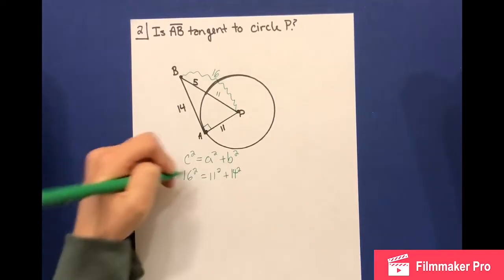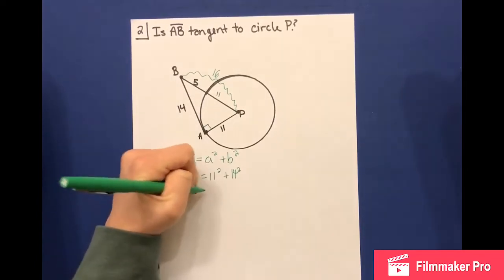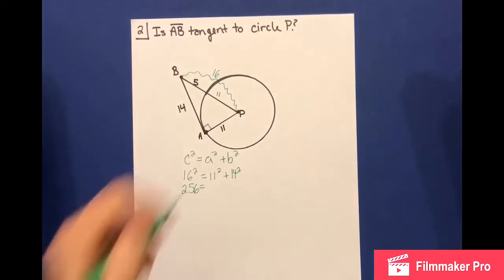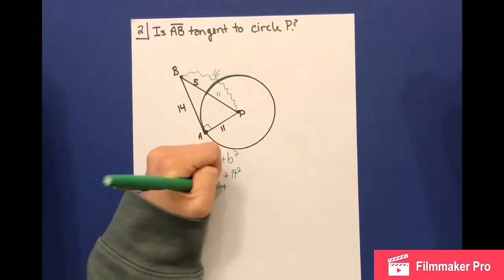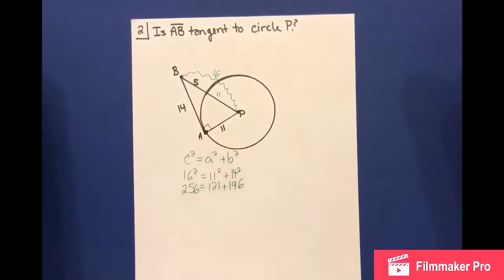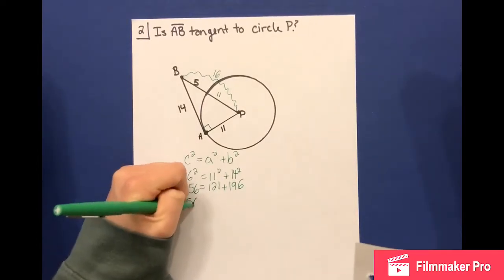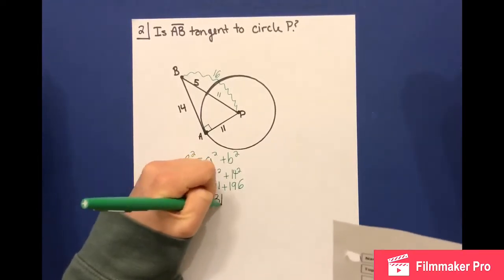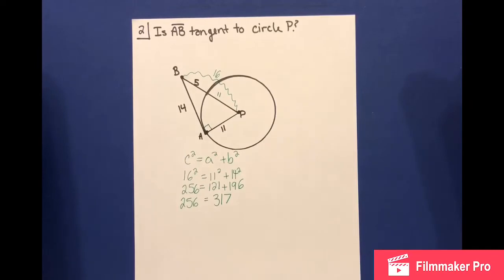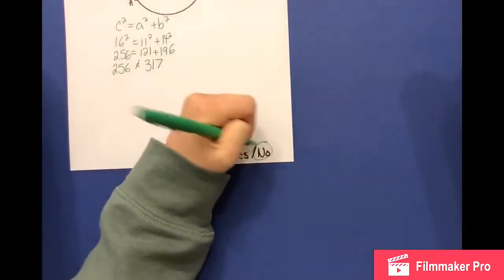16 squared gives me 256 equals 121 plus 196. And I get 256 is equal to 317. That is not a true statement. So, is it tangent? The answer here is no.